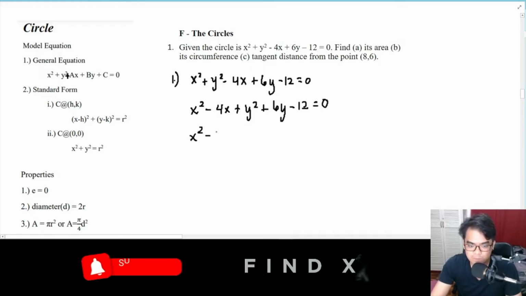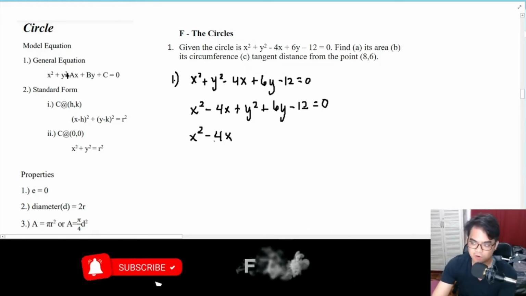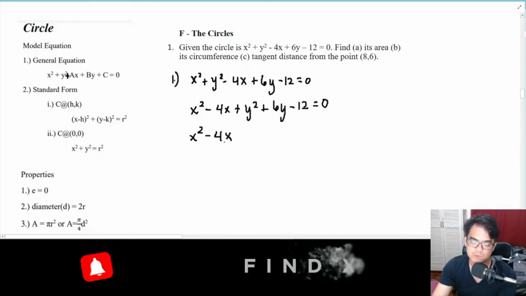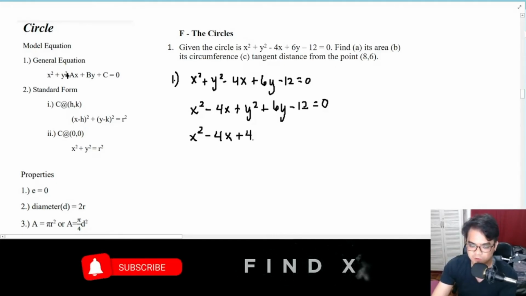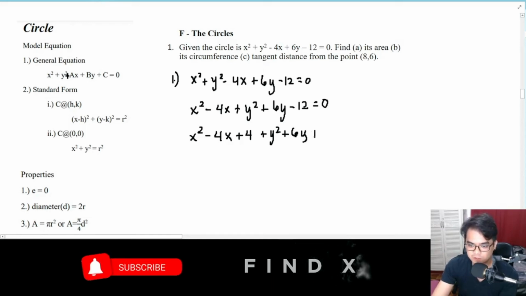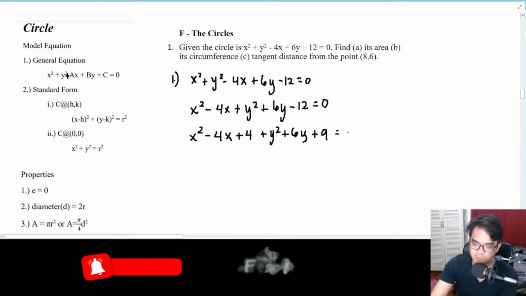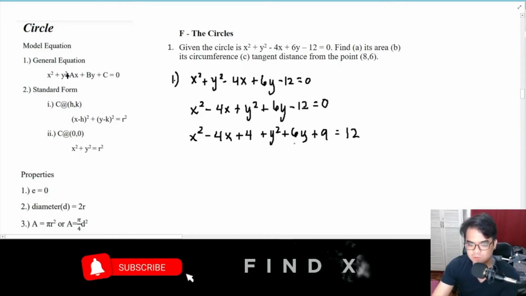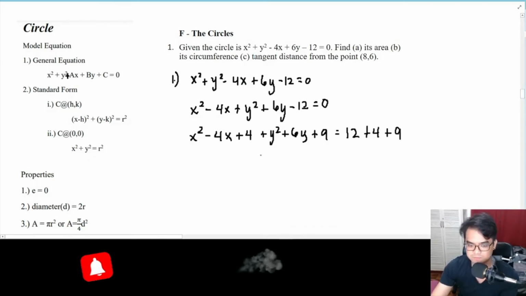So for x squared minus 4x, apply completing the square: negative 4 divided by 2 is negative 2, and squared, that is plus 4. Plus y squared plus 6y, the same thing. 6 divided by 2 is 3, and the square of 3 is equal to 9. And then you have to transpose the 12 to the other side, so 12, and add the ones that you added on the left side. We added plus 4 and plus 9, so this is plus 4 plus 9.